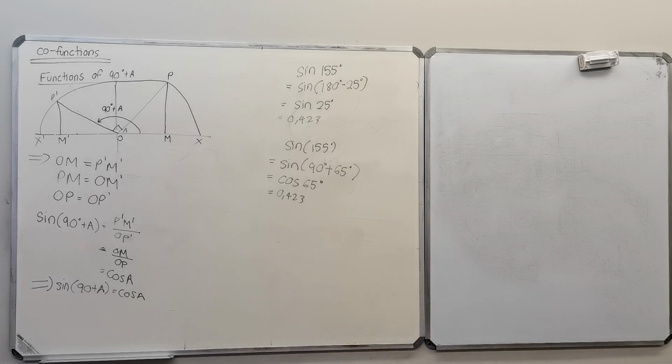Okay, before I continue, does everybody understand what I did here? You understand what I did here? I basically showed which lines are equal to each other.